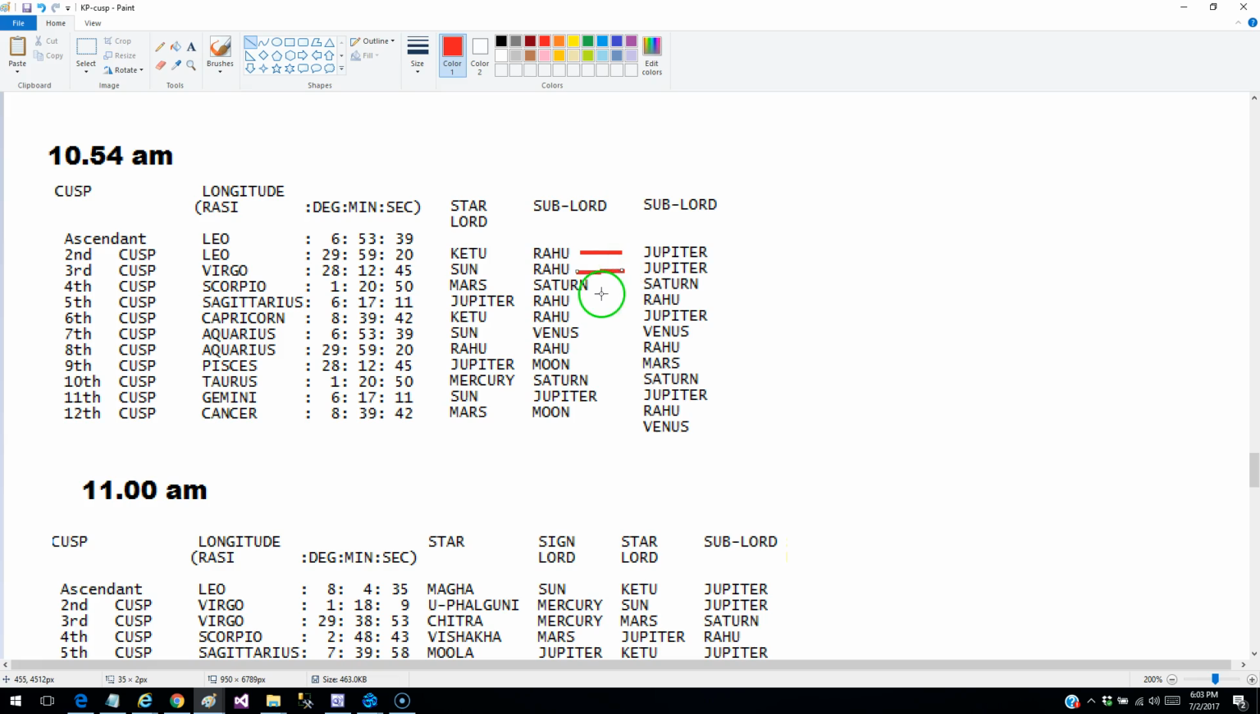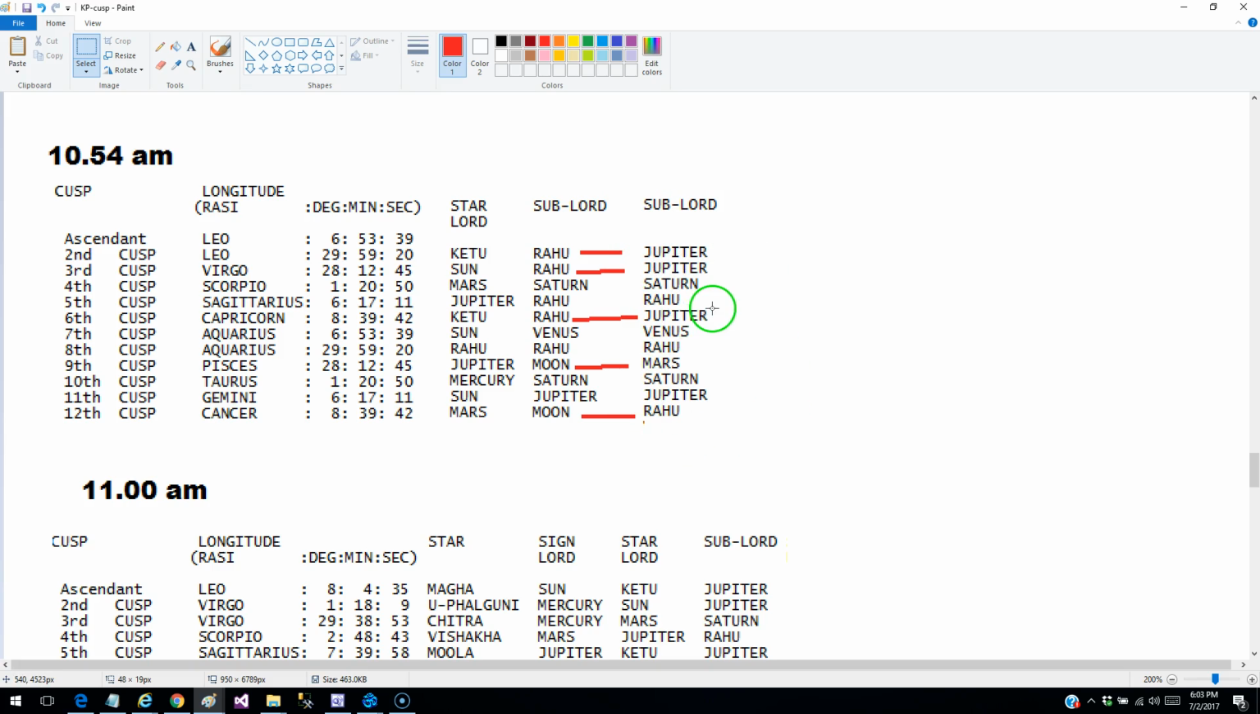Same over here. This has remained the same. This is the same. This has changed. This is the same. This is the same. This has changed, and this is the same. And this has changed. So in just 6 minutes of difference in the time of birth, we see that the cuspal sublord has changed.